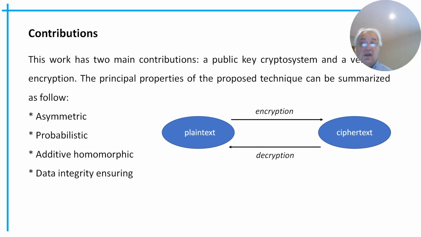So, this work has two main contributions: a public key crypto system and a vertical encryption. So we have the plain text encryption, and the ciphertext decryption. The principal properties of the proposed technique can be summarized as follows. It is asymmetric, probabilistic, additive homomorphic, and data integrity ensuring.